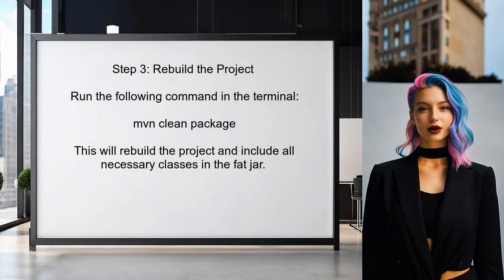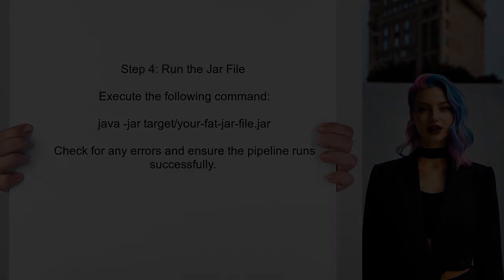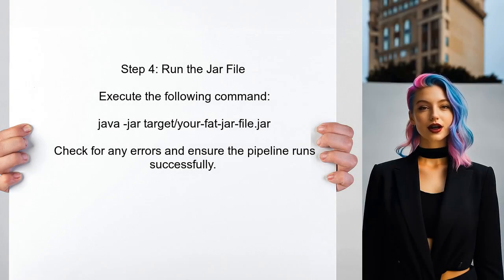After verifying the dependencies and the assembly configuration, the user should rebuild the project. This can be done by running the Maven package command again to ensure all changes are applied. Finally, the user should run the jar file again using the Java command. If everything is set up correctly, the error regarding the missing registrar should be resolved.